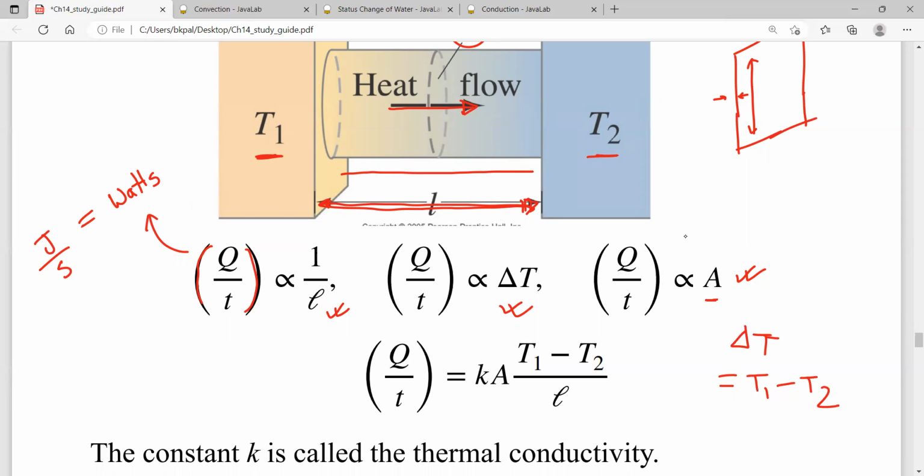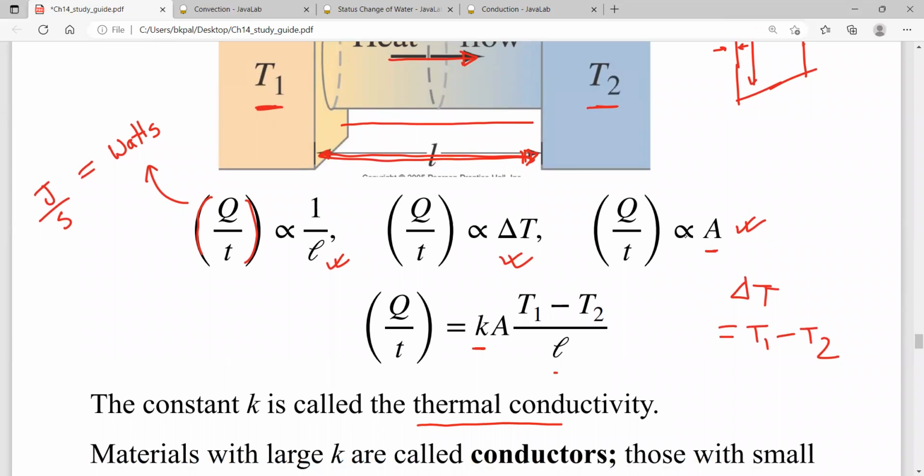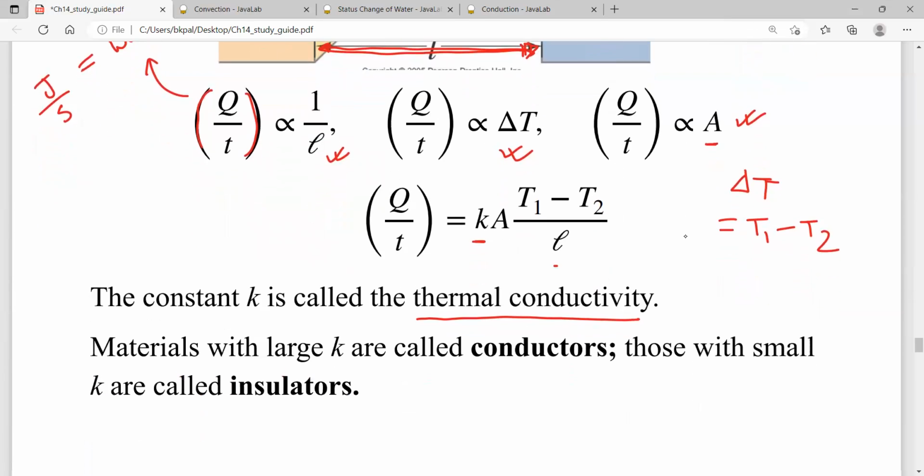And then you see that in the denominator we have L, the thickness. And we need a proportionality constant, and the proportionality constant here is K. And this proportionality constant we call the thermal conductivity. And in the next slide, I have a table for thermal conductivity.